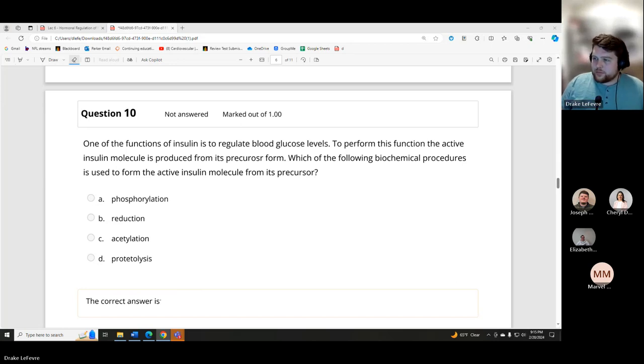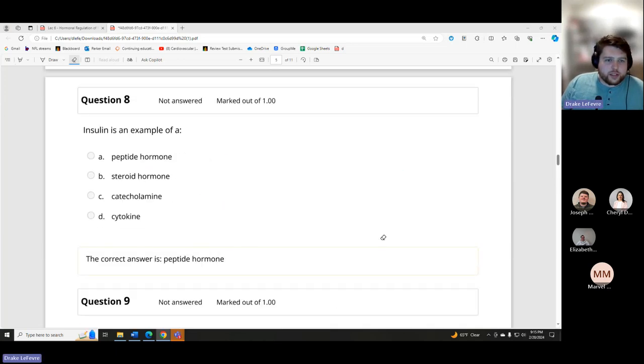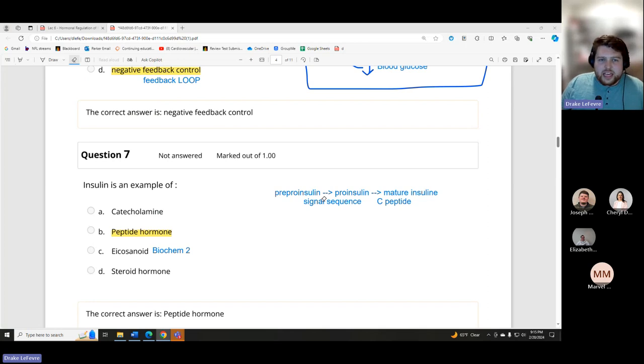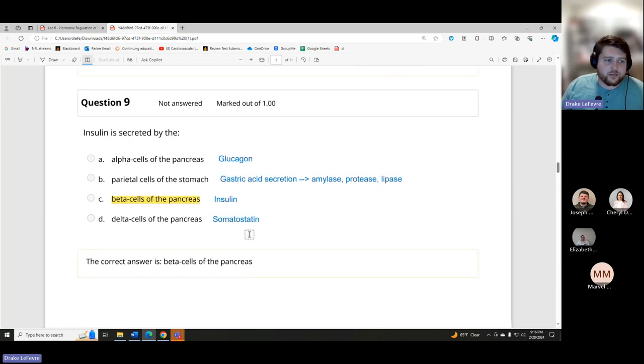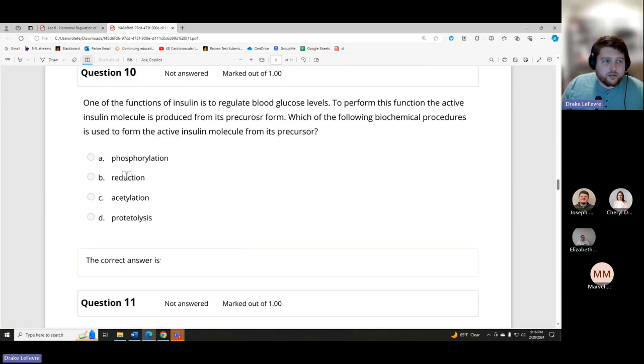Would it be phosphorylation? If we go back and look at this right here, things are getting broken off and coming off. There isn't any mention of a kinase enzyme, which would phosphorylate. But if things are getting broken off, what is our root word for that? Lysis. So immediately we're thinking it's got to be some kind of lysis occurring. Phosphorylation, reduction, acetylation, proteolysis. Because of the lysis there, we know that's going to be our answer choice, proteolysis.